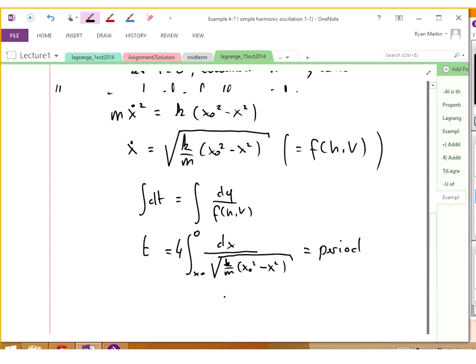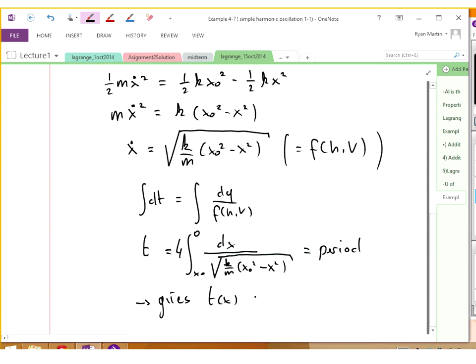So in principle, this gives t of x, right? And you can invert to get x of t, which is the solution to the problem. So it's not always trivial to invert t of x to get x of t, but in principle it's possible. And so here's a specific case where it's easy and you get around having to solve a second order differential equation.